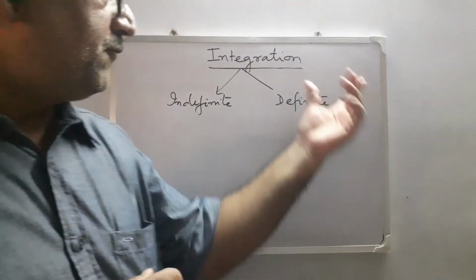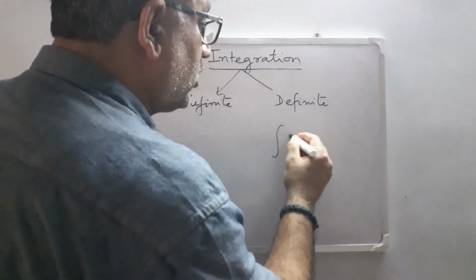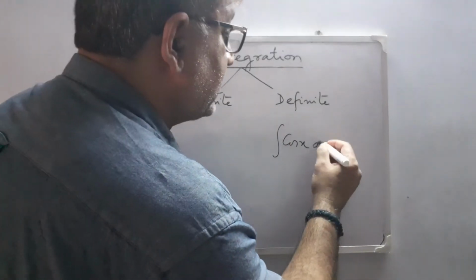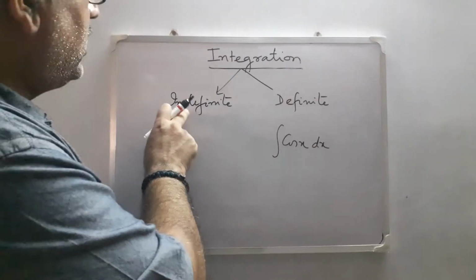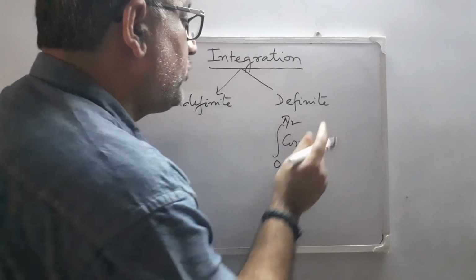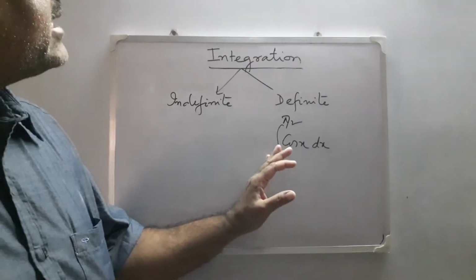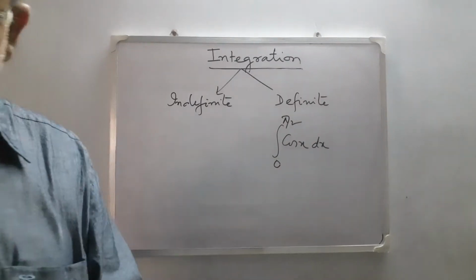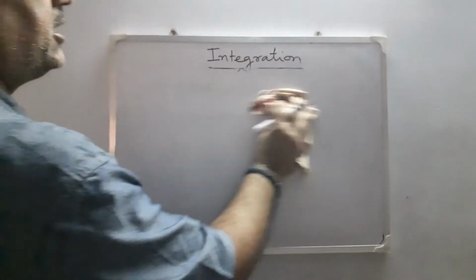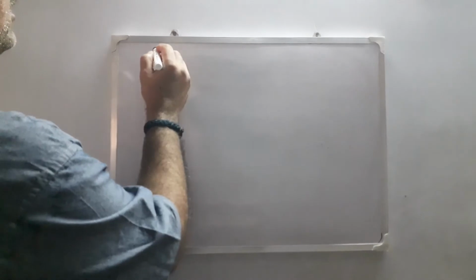For example, if you want to integrate cos x dx and the range is not given, it is called indefinite. But if someone writes 0 to pi by 2, this means you have to add cos x between 0 and pi by 2. This is an example of definite integration. So indefinite and definite are the two types of integrations. First of all, we should discuss indefinite integration.